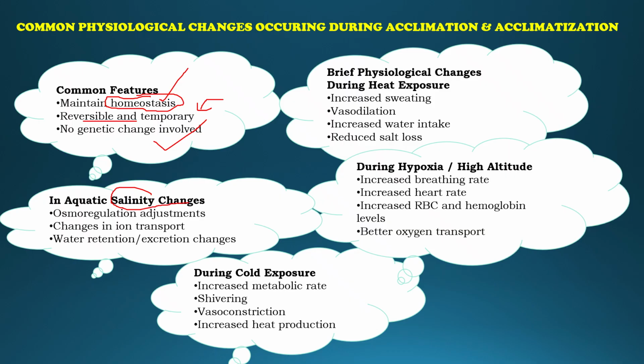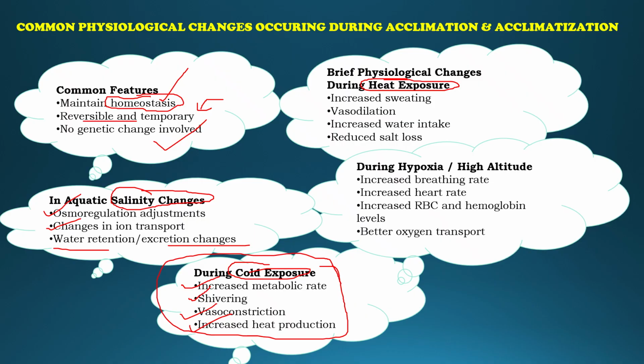Now if you talk about salinity changes for aquatic organisms, they have to make osmoregulation adjustments, changes in ion transport, and changes in water retention or excretion. So all these are physiological changes that may occur on changing the salinity. Similarly, when there is a temperature change, cold or heat exposure, for example in cold exposure there is increased shivering, increased metabolic rate, vasoconstriction, constriction of blood vessels, and increased heat production for ATP generation. So these are adaptations or physiological changes during cold exposure.